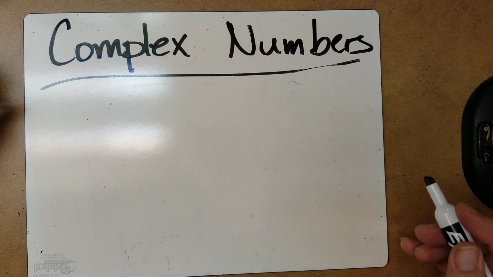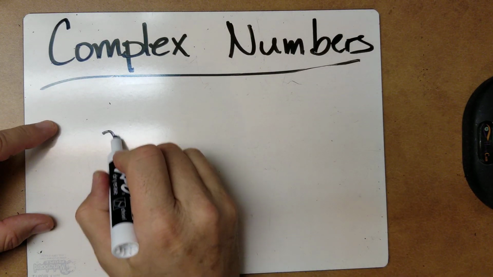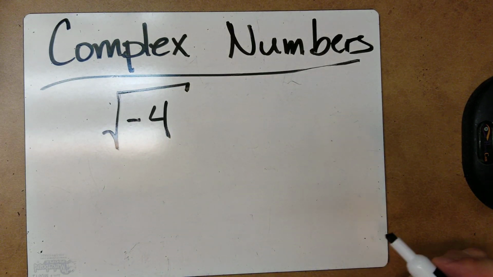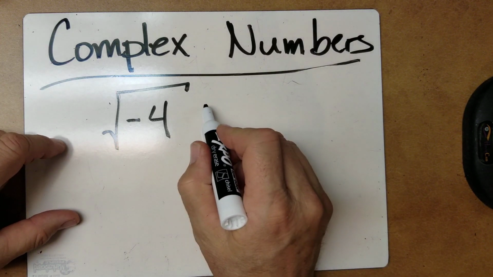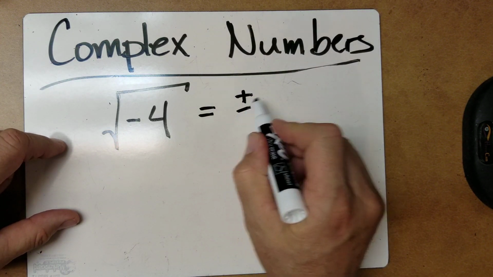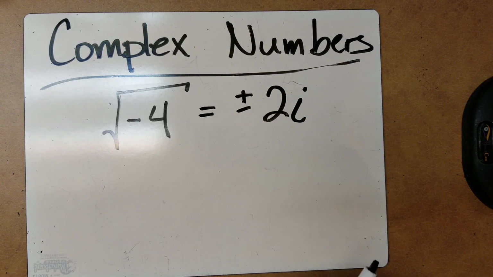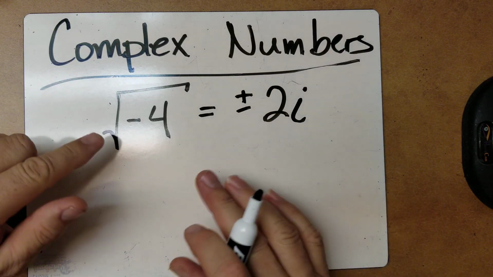They also solve the problem of taking the square root of a negative number. You've been told for many, many years that you cannot do that. I'm here to tell you today that you can. And it's a pretty simple thing. It's simply plus or minus 2 with this italicized i. You can imagine the i stands for imaginary. I'm going to show you how this works in just a second.